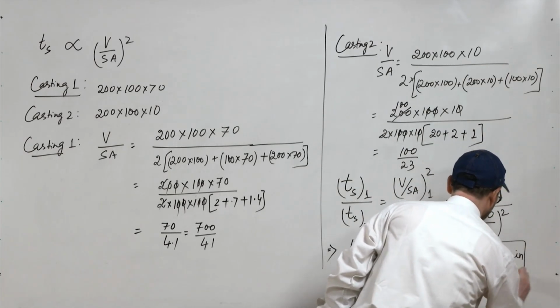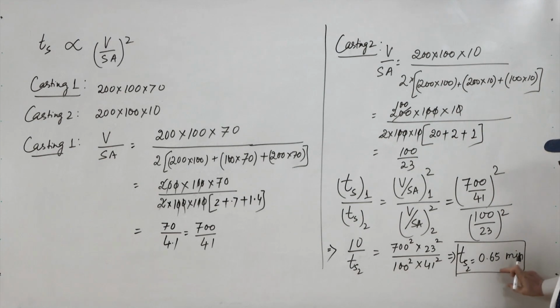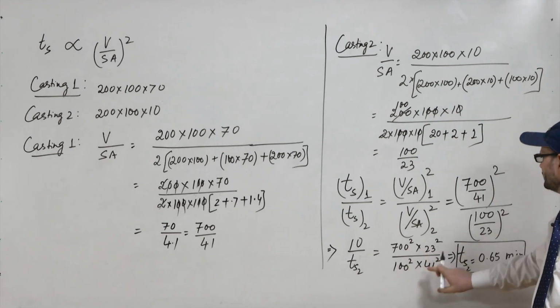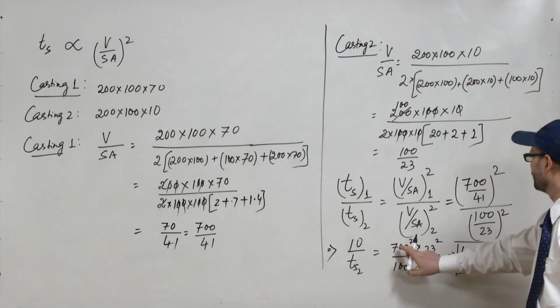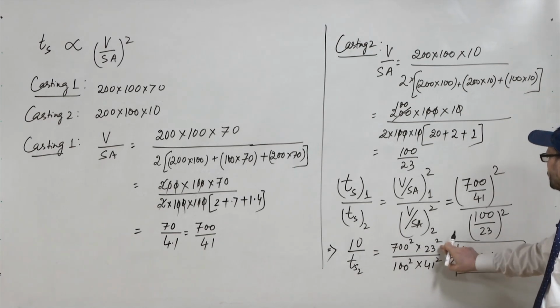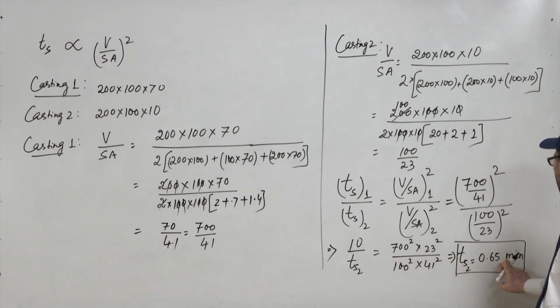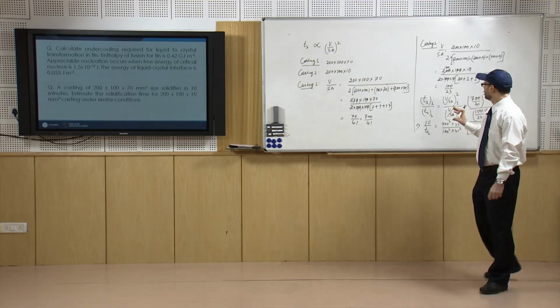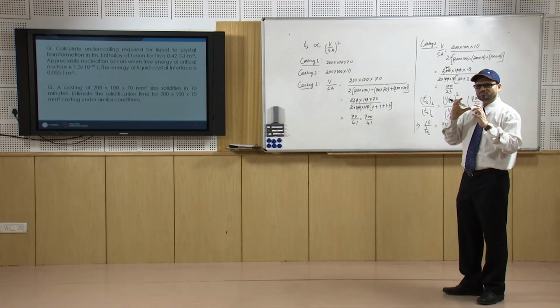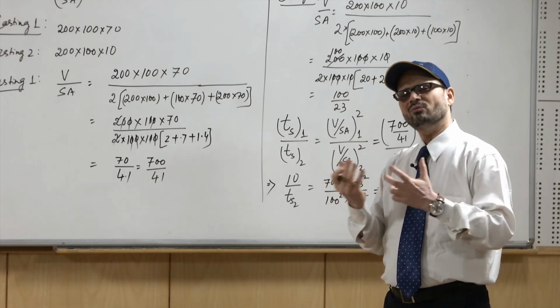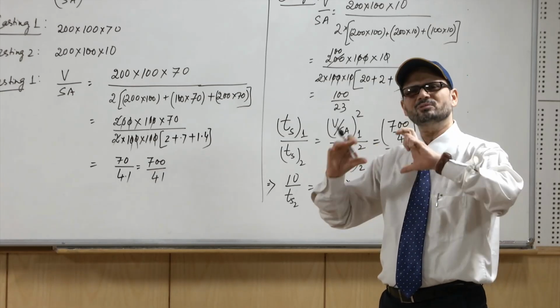You can do the computations and get these results by doing the calculations. Basically, it will be 49 and then we will do all these calculations and this will come as 0.65 minutes. So, this is how you compute the ratio of solidification time for two castings under similar conditions.